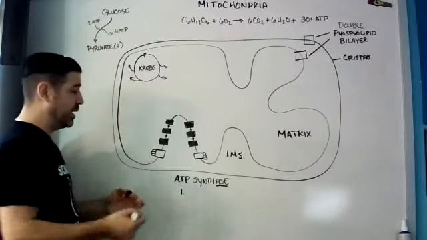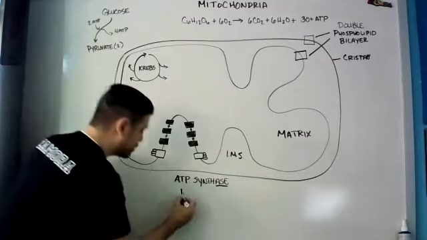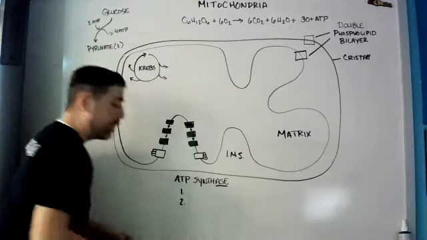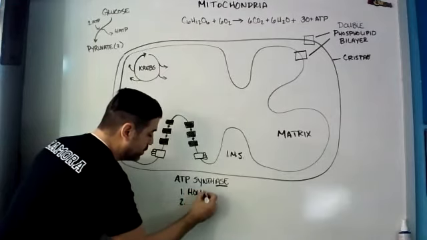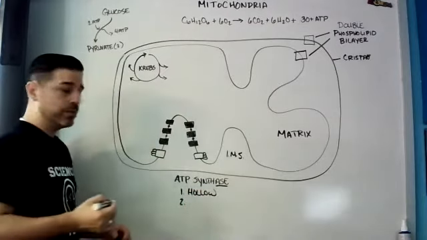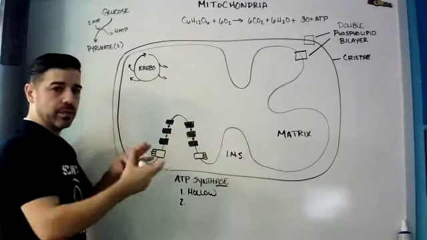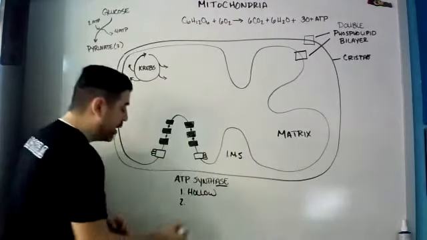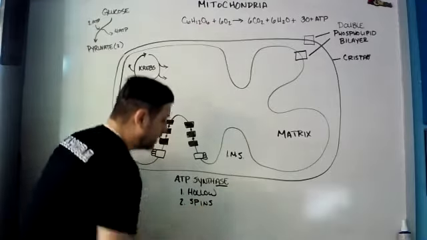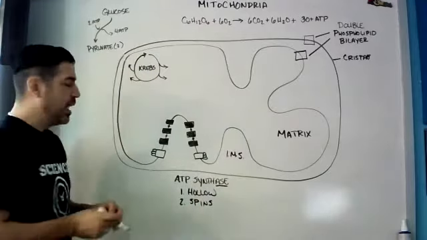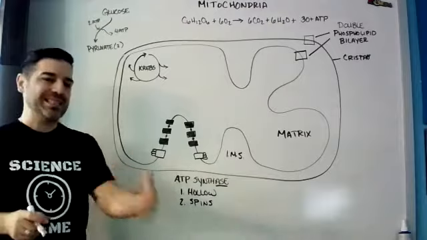Now, two qualities of ATP synthase are really important and are going to help us understand how we create energy in the form of ATP. The first of which is that ATP synthase is hollow. It's kind of like a tube, a cylinder or tunnel, if you will. And two, it spins. These are two qualities of ATP synthase that allow it to make ATP.